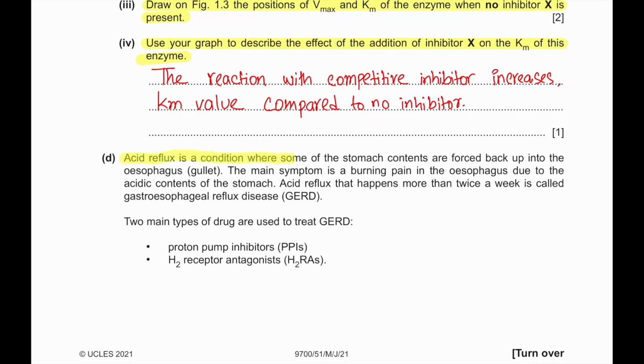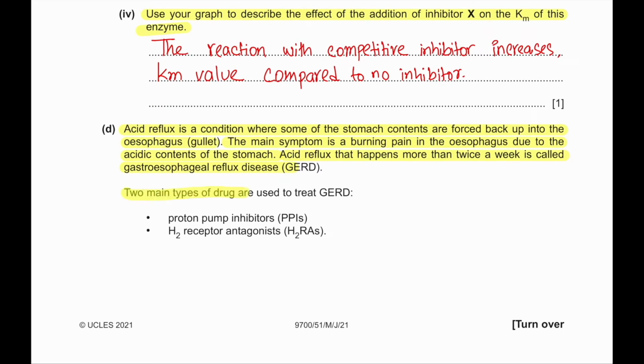Acid reflux is a condition where some of the stomach contents are forced back up into the esophagus or gullet. The main symptom is a burning pain in the esophagus due to the acidic contents of the stomach. Acid reflux that happens more than twice a week is called gastroesophageal reflux disease, or GERD. Two main types of drug are used to treat GERD: proton pump inhibitors (PPIs) and H2 antagonists (H2RAs).